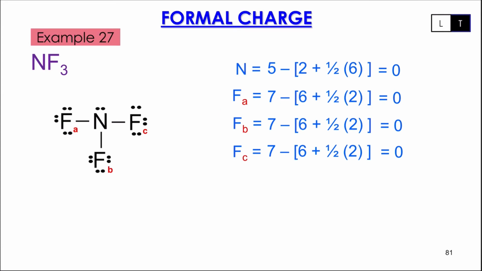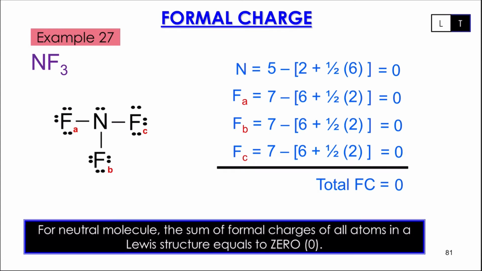Now, you got all the formal charges for all atoms in NF3. So I'm going to total up everything. So the total formal charge should be 0, because 0 plus 0 plus 0 plus 0. Now, if you realize here, I talked about just now, for neutral molecule, the sum of formal charges of all atoms should be equals to 0.